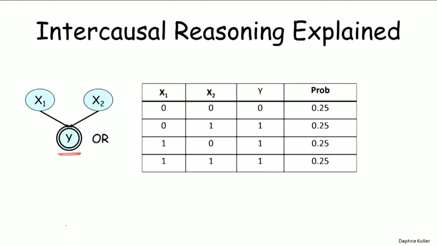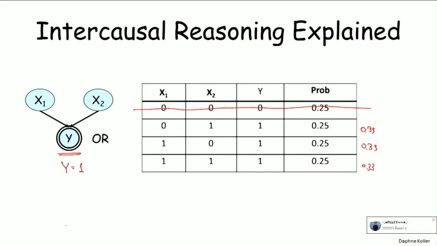And now I'm going to condition on the evidence y equals 1. Now let's look at what happened. Before I conditioned on this evidence, x1 and x2 were independent of each other, right? Look at this, they're independent of each other. What happens when I condition on y equals 1? Well, we talked about conditioning. This one goes away. And we have 0.33, 0.33, 0.33, or rather 1/3, 1/3, 1/3. Okay? In this probability distribution, x1 and x2 are no longer independent of each other.